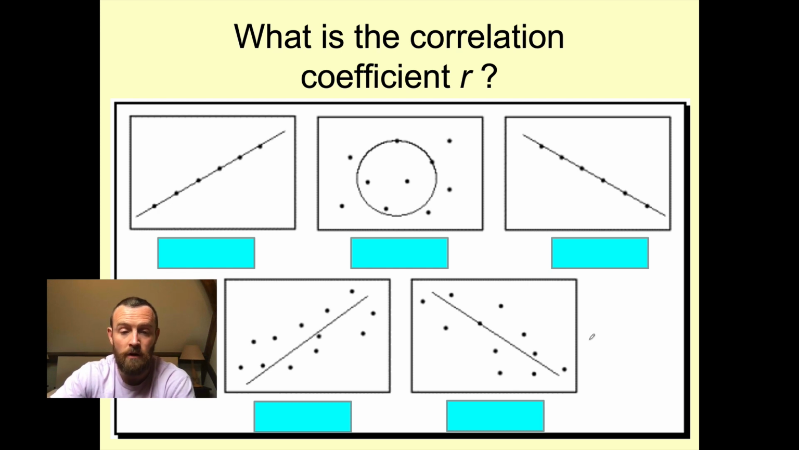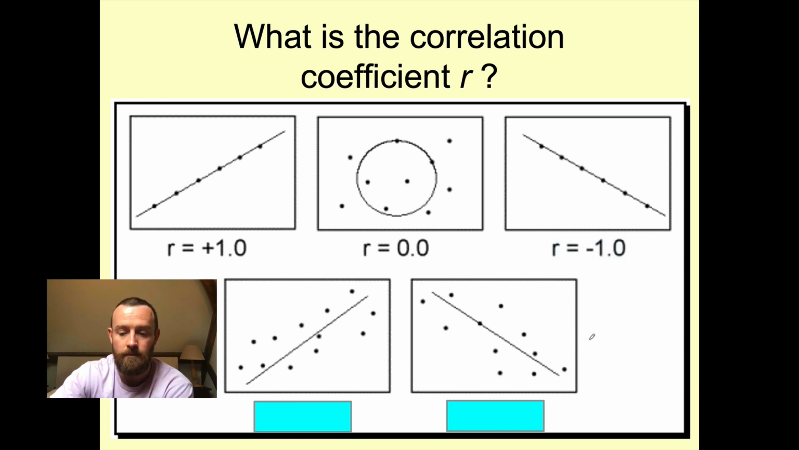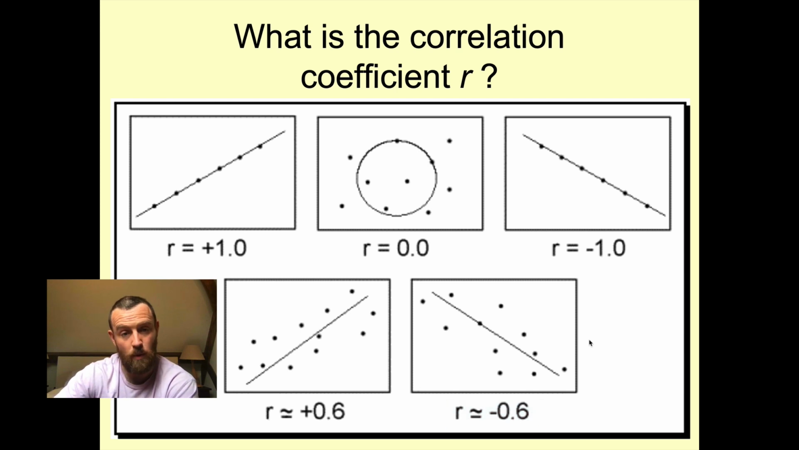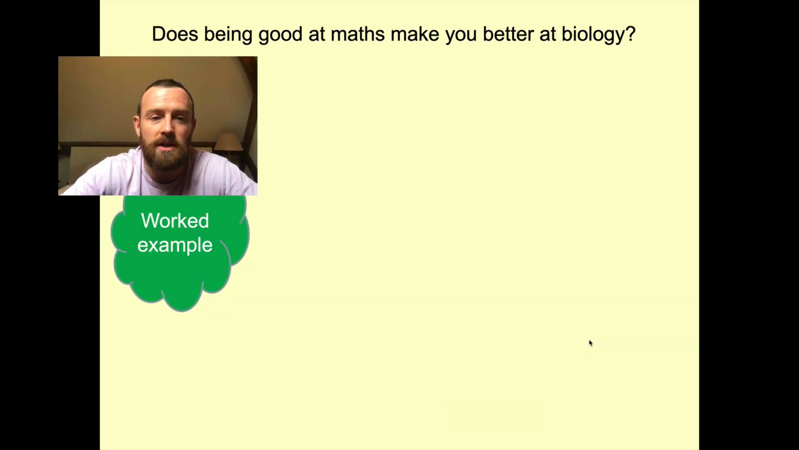Okay. All right, well, here they are. +1, perfect correlation there on the left. 0, -1, that's about +0.6, and that's about -0.6. How did you do? Are you understanding these different correlation values? Okay, so now let's move on to our worked example.